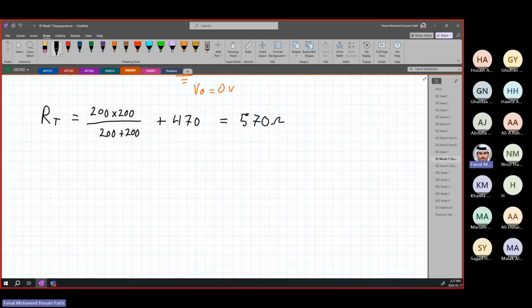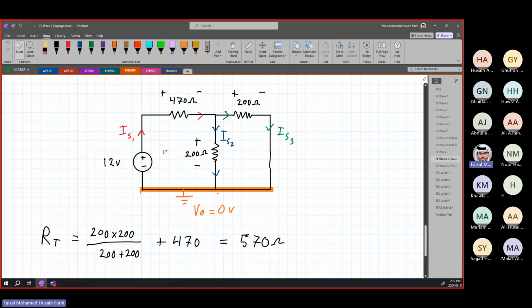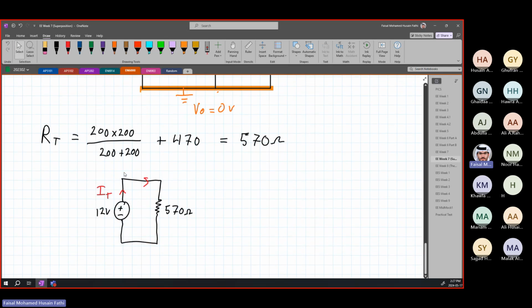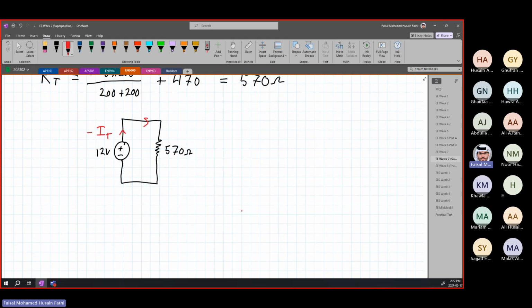When we find our total resistance, the circuit is going to look something like this. Plus minus, this is our 12-volt source. This is our R total, which is 570 ohms. And this is our current I total, which is the same current as IS1, the same current leaving the voltage source. So these two currents are the same. Now we can find IT, which is IS1. They're equal to each other.